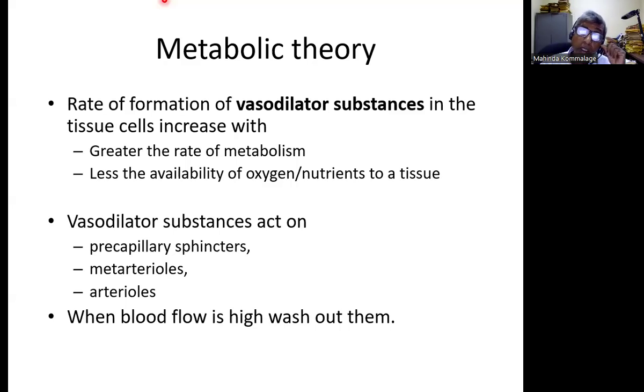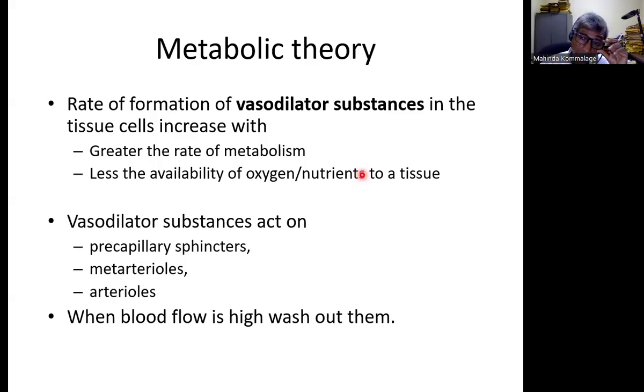While contracting, yes, when you are running or when you are active, when you are jumping, muscles are active and metabolites are produced more. Carbon dioxide will be produced more in the muscles. H plus will be produced more in the muscles. Potassium will be produced in the muscles and oxygen will be low in the muscles. All these will dilate the blood vessels.